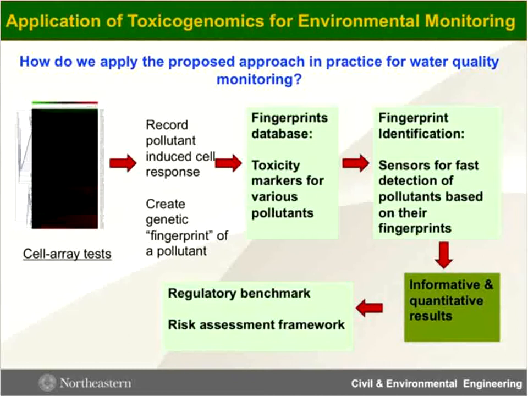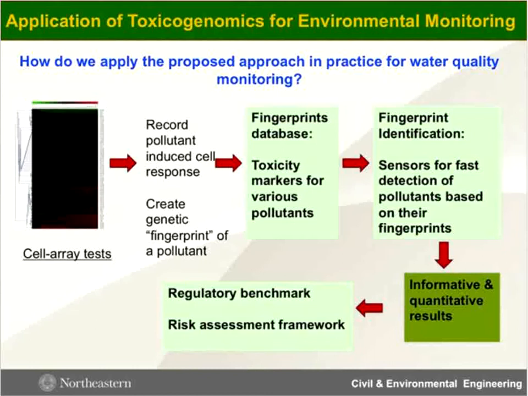So looking forward, how do we apply all this we learned? One of the first things I want to do is figure out how to apply this approach in practice, for water quality monitoring or for toxicity screening. So the scheme we propose is that this test can indeed be done cheaply. I mean, grow E. coli cells, once you have them in one lab, you can multiply as many times as you want without costing anything, and the procedure is relatively simple.